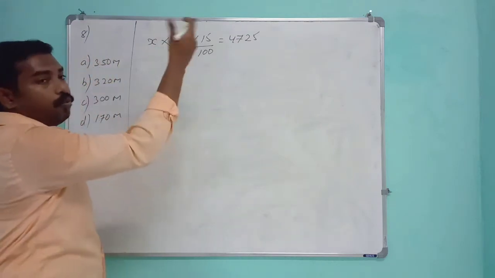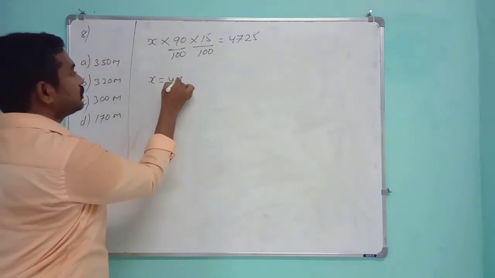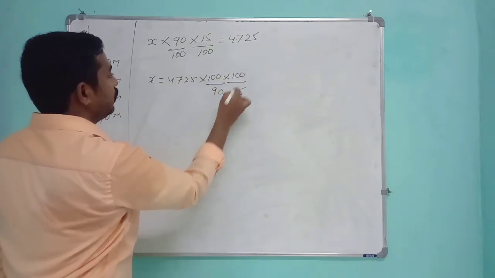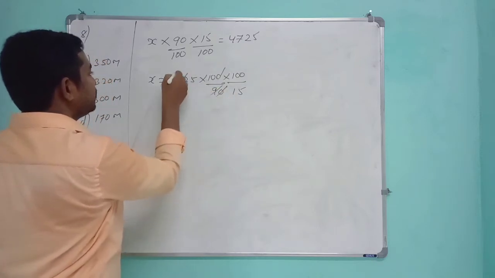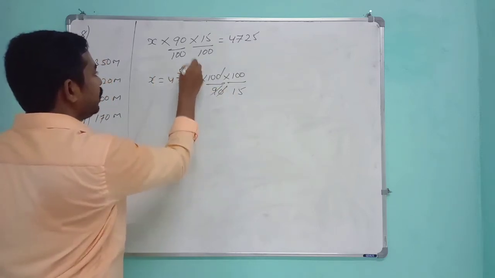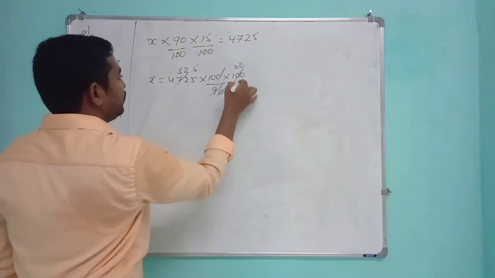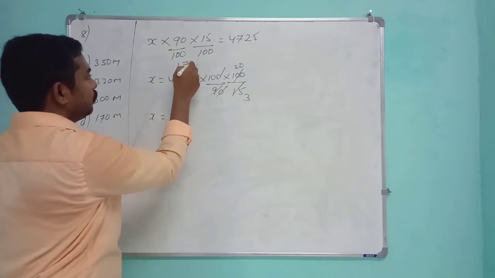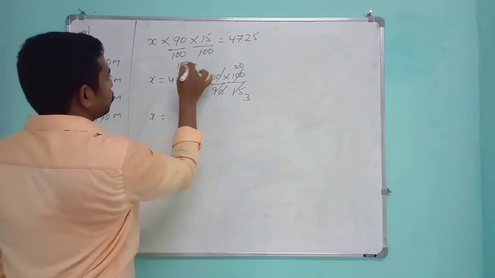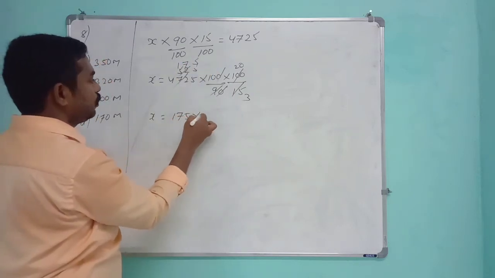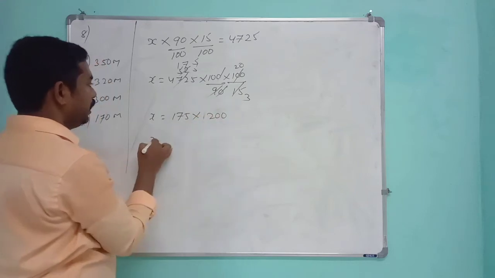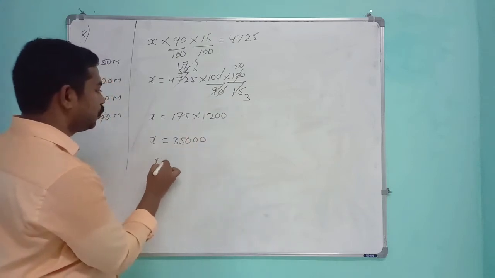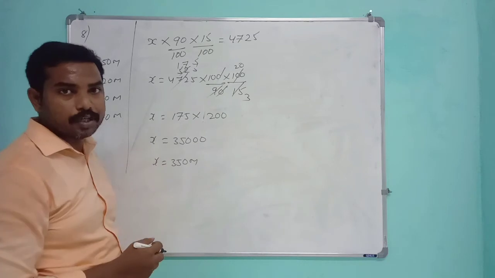He has given us 4725. Nothing but x is equal to 4725 into 100 into 100 by 90 by 15. The zeros get cancelled here. 9 5s are 45, and so on. Finally that is 175 into 200, which is x equal to 35000. 35000 centimeters is x equal to 350 meters, because 1 meter is equal to 100 centimeters.